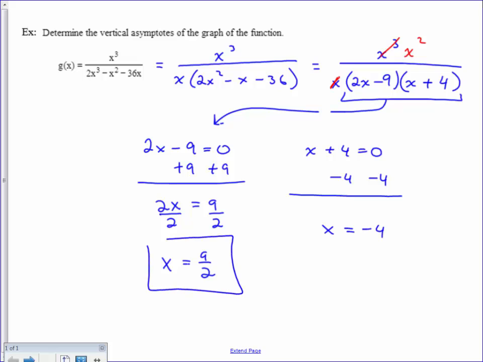So x equals 9/2 and x equals -4 are the 2 vertical asymptotes of the given rational function.